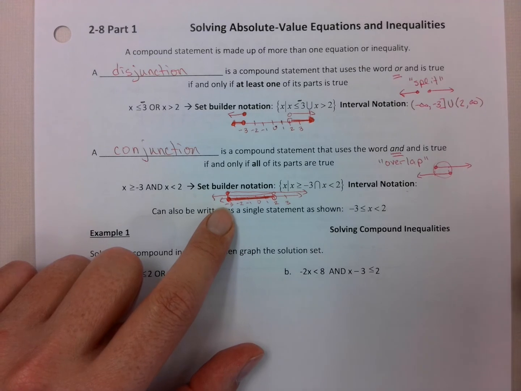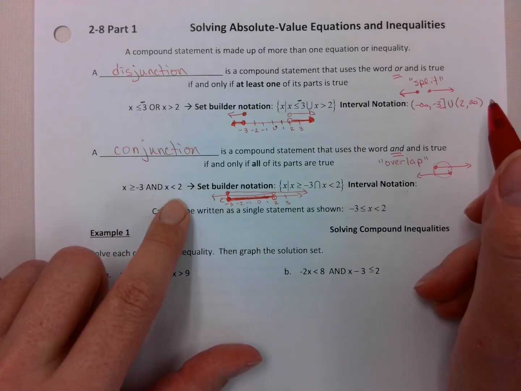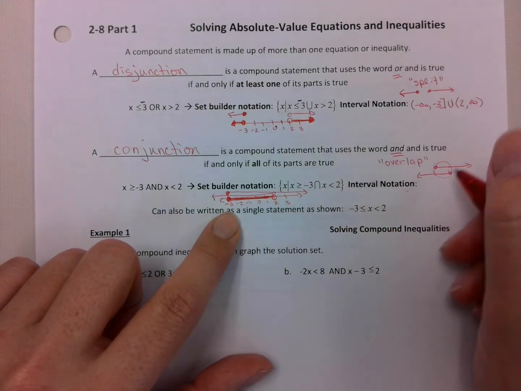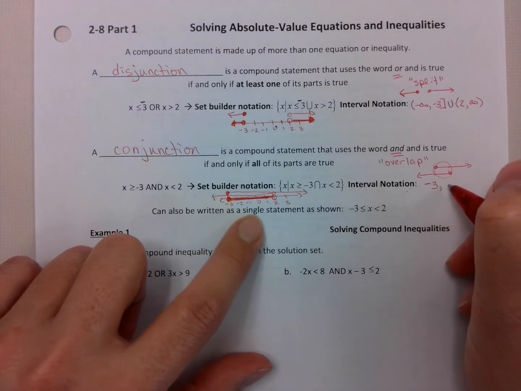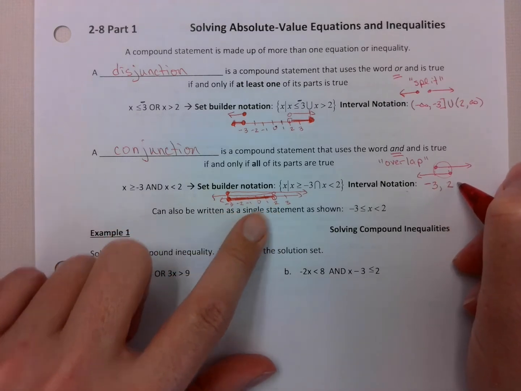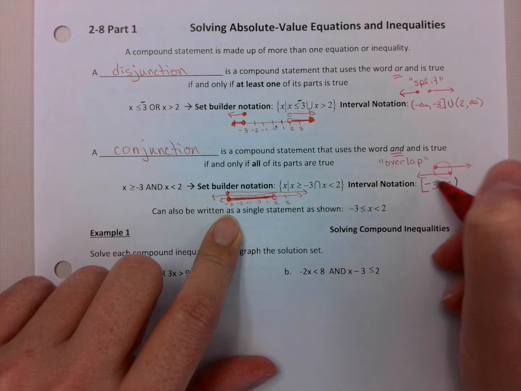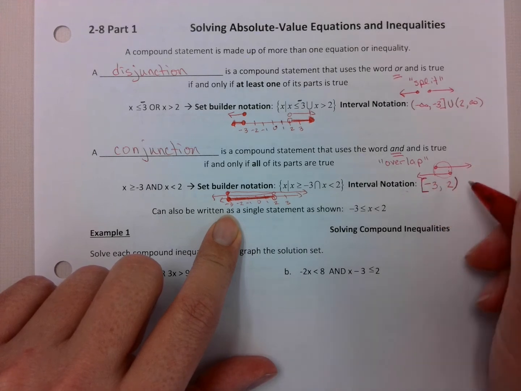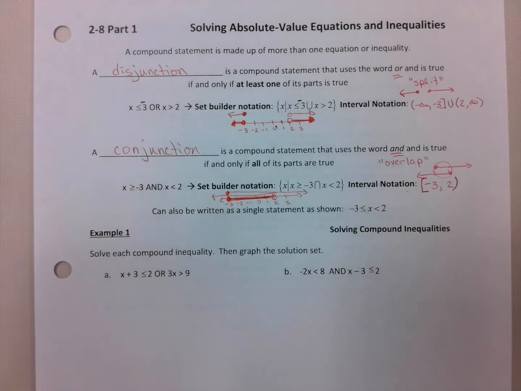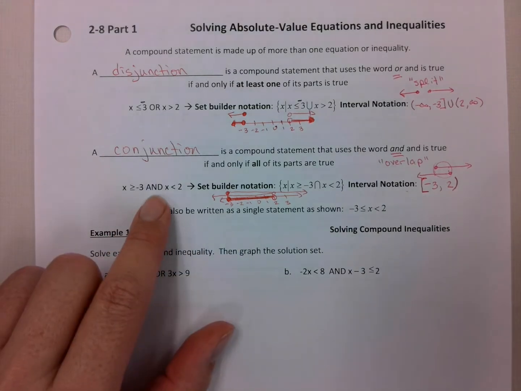So interval notation, we don't have two separate ideas here, we have one. And the low is -3 and the high is +2. The low -3 was included and the 2 was not. So bracket here, parenthesis here. So that's how you can write it with the word and.